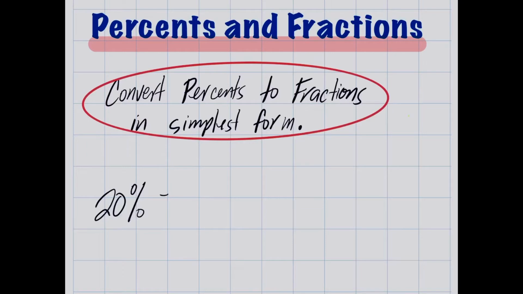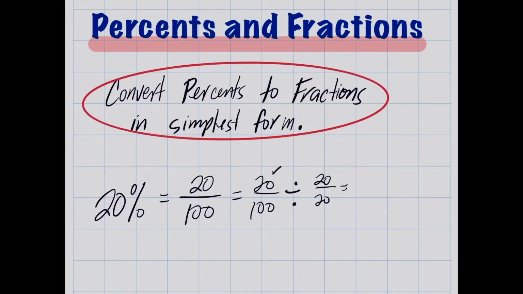Let's begin with our first question, 20%. So the way you write it down as a fraction is, by definition, percent means per 100. So 20% means 20 out of 100 or 20 per 100. Okay, so from there you could just go continuous division, or you could just find the GCF, which is 20.